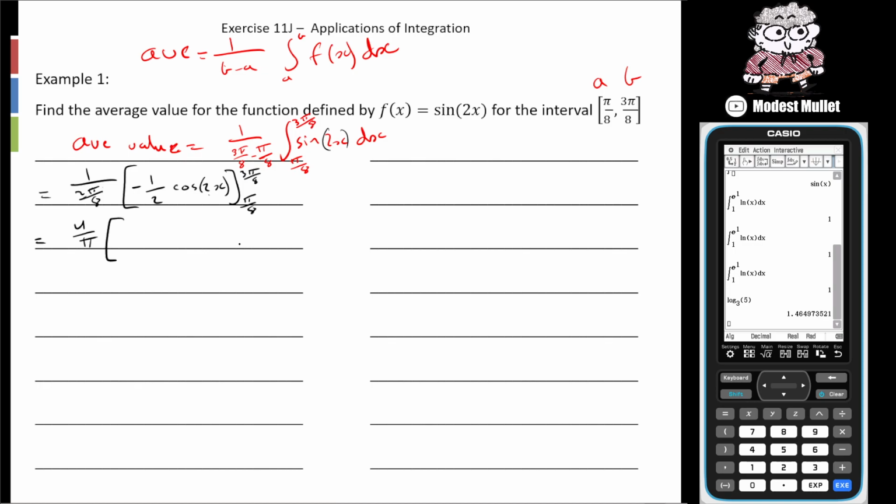And now we can substitute in our terminals. So we're going to get negative half of cos of 2 times 3 pi on 8, take away negative half. Let's put that in there.